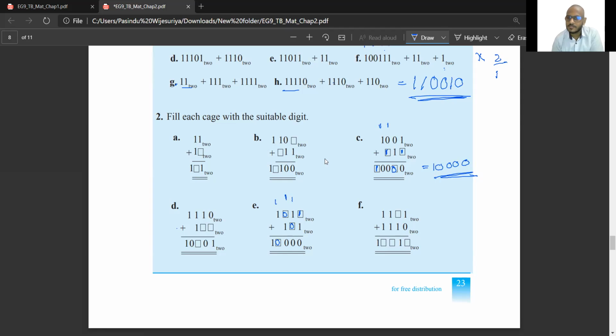I'll do F as well. 1 and 0 is going to be 1 definitely. For this to be 1, this should be a 0. 1 1 is 0, and there's a 1 carried out, and it's 1. Then you take the other one here, and it will display as 6. 1 0 1 1 1 0 0 0 0.